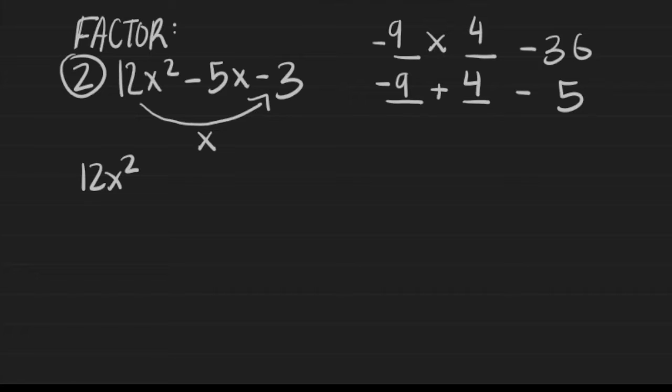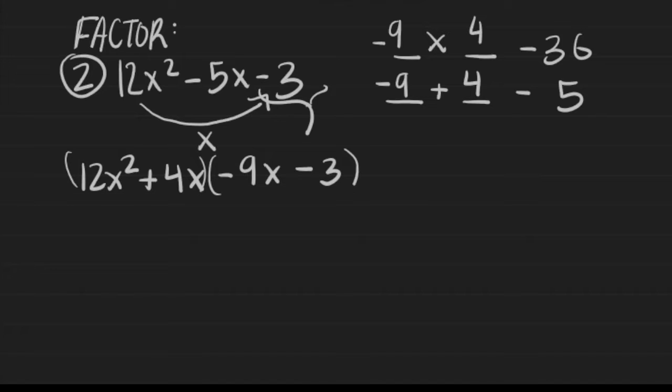We can either choose plus 4x or minus 9x. I'm going to choose plus 4x, and I'll explain why later. Then I'm going to go minus 9x, and make sure you add the x, which is really important. Then you can add your last term, which will be negative 3. Now what you have to do is simplify by looking at these two sets of terms right here.